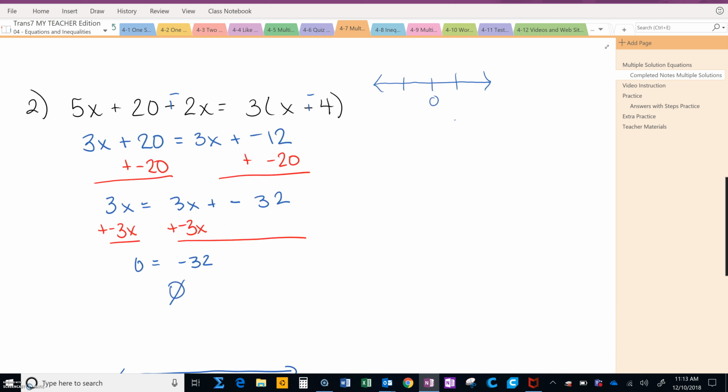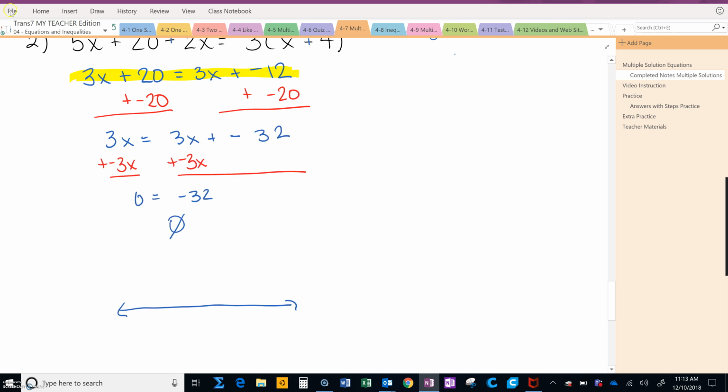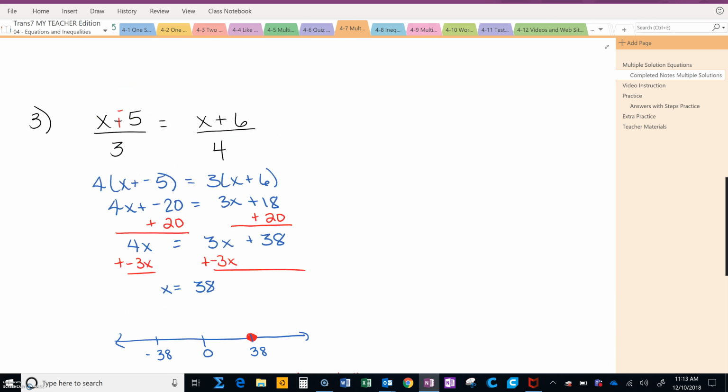For number 2, you end up with 2 things not being equal to each other, and quite frankly, you could have stopped at this point, and you have 3x plus 20 equals 3x plus negative 12, you can tell right away that there's going to be no solution at that point. Or if you're not sure, you can keep solving, and then you have a number line with nothing on it. For this last example, you end up with x equaling 38, so you should have a closed circle on 38 when you graph it.